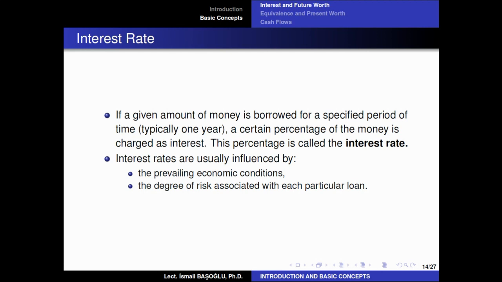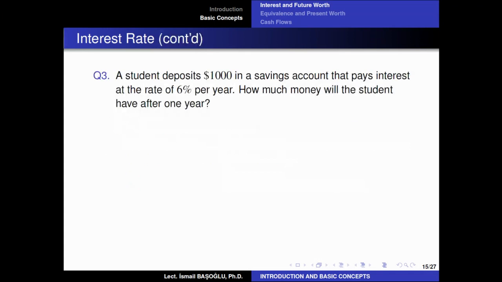This is why different people are being subject to different interest rates. For different investment propositions, banks apply different interest rates to their clients. However, another factor, do not forget about this, is the prevailing economic condition, which determines the interest rates.